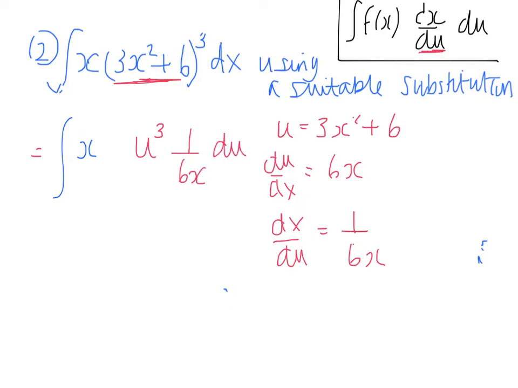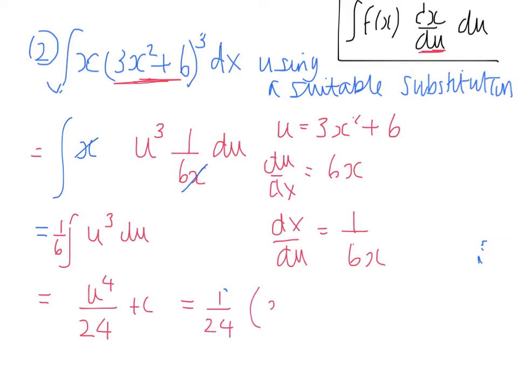You can probably see why I did that. The x will cancel with the x here, and then I've just got an integral in terms of u. So I've got the integral of 1/6, which I can pull out, of u cubed with respect to u. Nice and simple. That gives me u to the 4 divided by 4, and the 4 is multiplied by the 6, so u to the 4 over 24 plus c. Then I need to substitute back my u, so 1/24 of (3x squared plus 6) to the power of 4, plus c, is the answer.